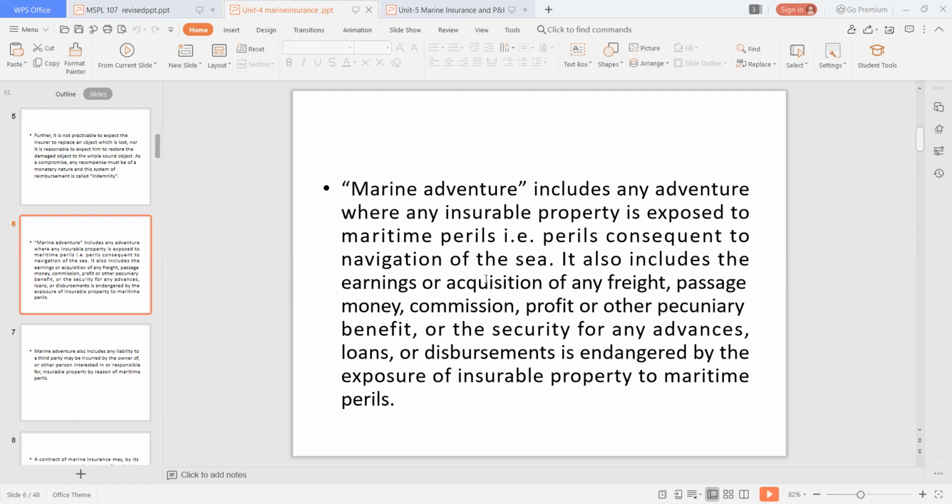Marine adventure. I think you are able to see the slide, no PPT? It's visible. Yes, sir. Yeah, there's some problem in my. Okay, right.